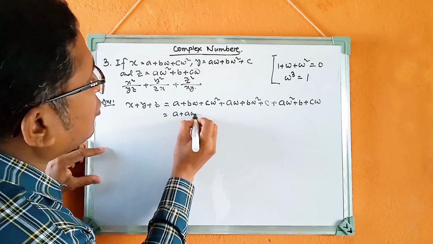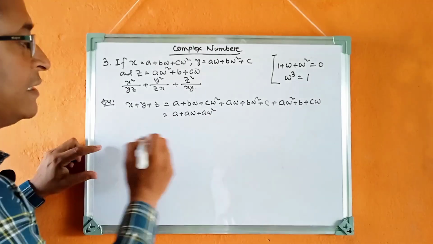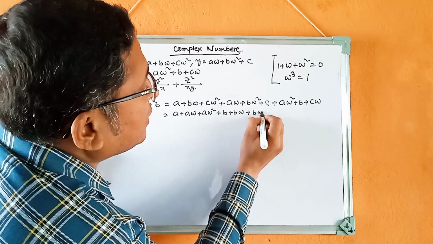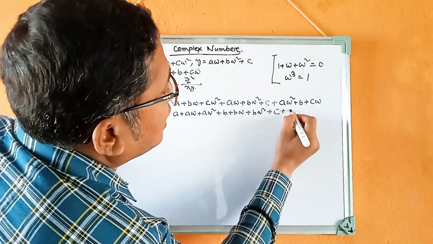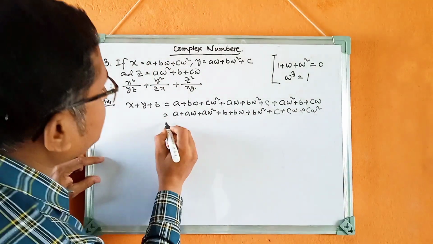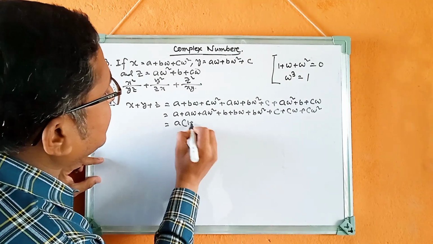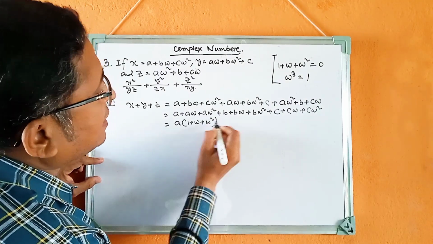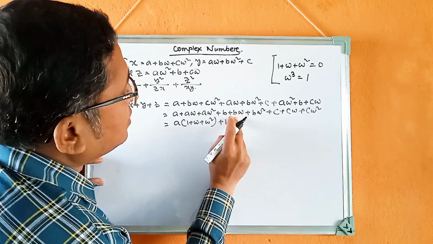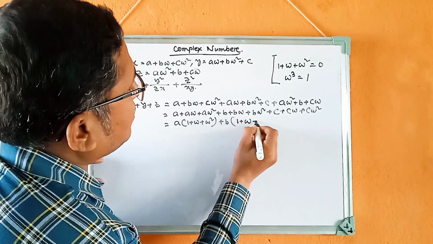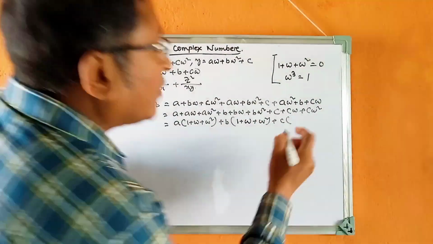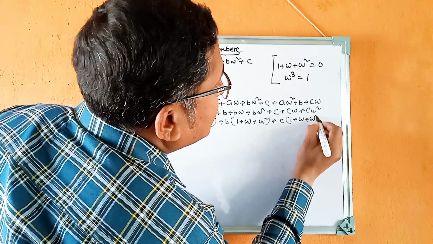A plus a omega plus a omega square. Then take b as same, b plus b omega plus b omega square, plus c plus c omega plus c omega square. Clear? From the first 3 we take a as common, so we get a into 1 plus omega plus omega square. Then take b as common from the second 3, that is b into 1 plus omega plus omega square. Then take c as common from the last 3 terms, we get 1 plus omega plus omega square.